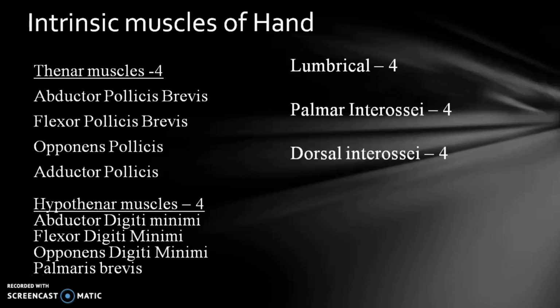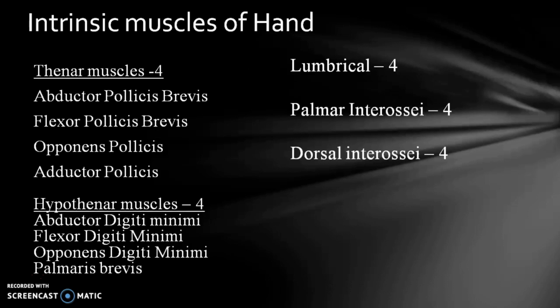Talking about hypothenar muscles, again these are 4 in number, and we call them abductor digiti minimi, flexor digiti minimi, opponens digiti minimi, and palmaris brevis. Here we will have the eminence formed by abductor digiti minimi, flexor digiti minimi, and opponens digiti minimi. Here we have to exclude palmaris brevis because it is not going to contribute to the eminence. In thenar muscles we are excluding adductor pollicis, which again does not contribute to the thenar eminence.